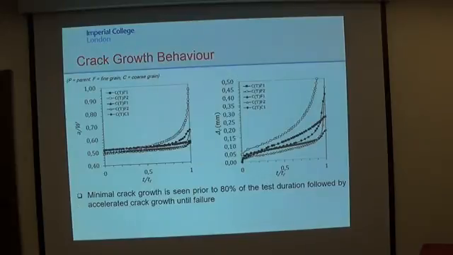Moving on to the results. In all these charts, P denotes the parent specimens, F denotes the fine grained specimens, and C denotes the coarse grained specimens. Over here we have crack length normalized by specimen width against normalized time. And here we have displacement against normalized time. You can see that minimal crack growth is seen for 80% of the test duration, followed by accelerated crack growth until failure. Parent specimen 2 specifically shows faster crack growth rates towards the end of the test.